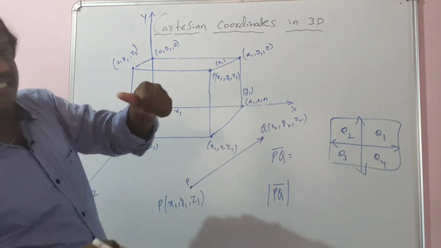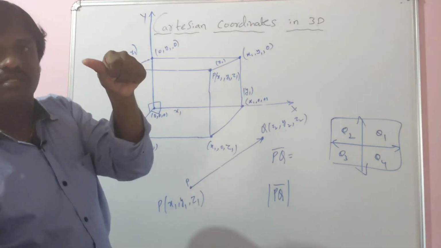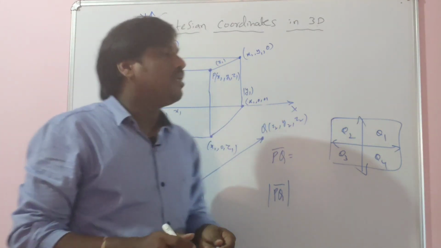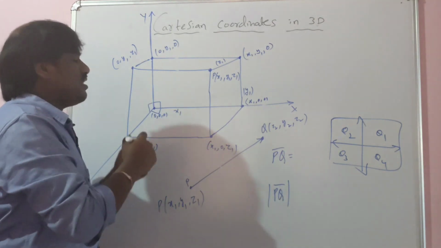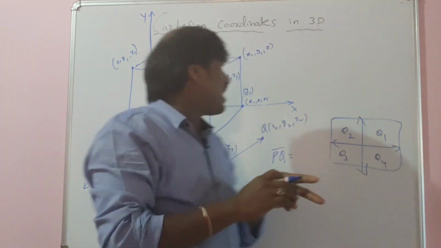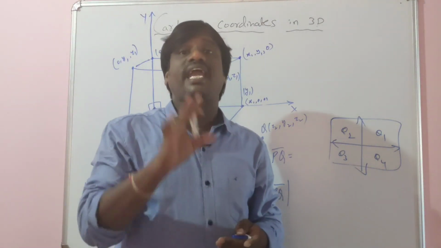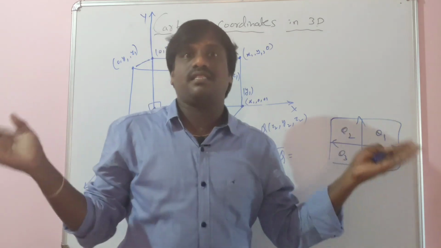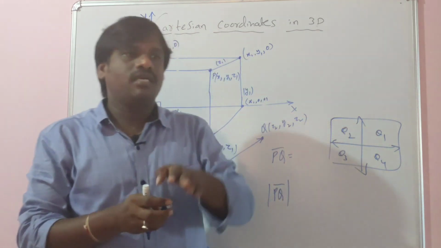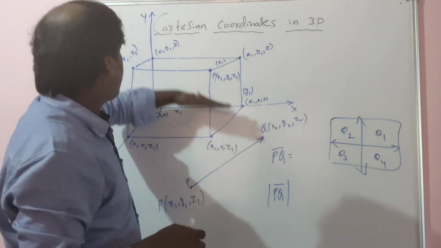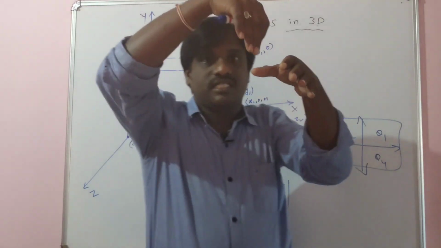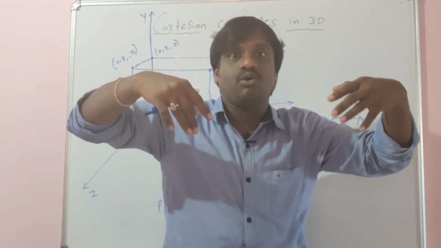This is x, this is y on the plane, and z is on the opposite side, and this is perpendicular. So the x, y, z planes are all perpendicular to each other. If they are perpendicular to each other, then the space is divided into 8 octants, into 8 parts. The xy plane, the xz plane and the yz plane intersect and divide the space into 8 equal parts.